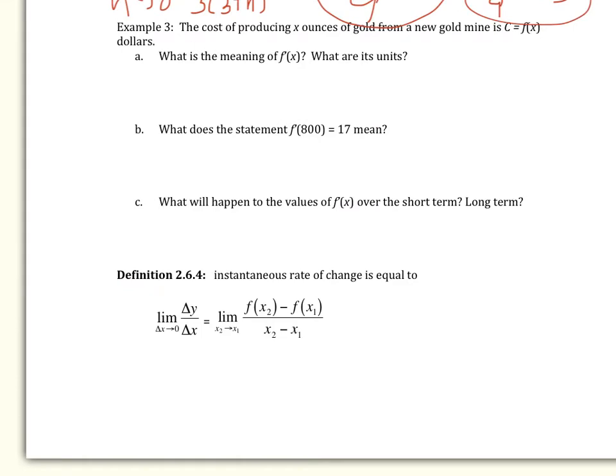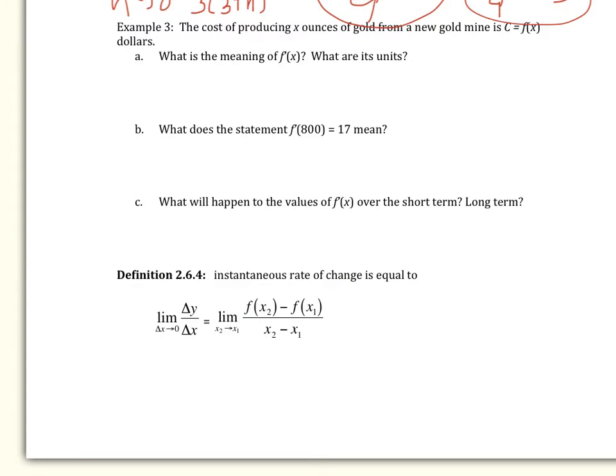All right, next we're going to go ahead and talk about what does it mean? What does the derivative actually mean? Remember that the derivative is an instantaneous rate of change. So I have 3 scenarios here where I'm asking you to find the meaning of f prime. So we have the cost of producing x ounces of gold from a new gold mine. I want you to keep in mind that at first when we produce gold, it's going to cost a little bit more money at first. We're going to hit that maximum amount of production that's going to yield the greatest amount of profit.